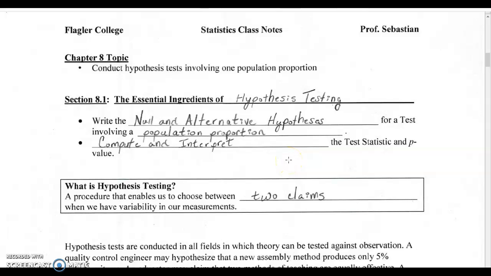We're now on page 114 and we're getting into section 8.1. The main topic of chapter 8, by the way, is to learn how to conduct hypothesis tests involving one population proportion. So that doesn't make a lot of sense yet. Let's start to build this up.